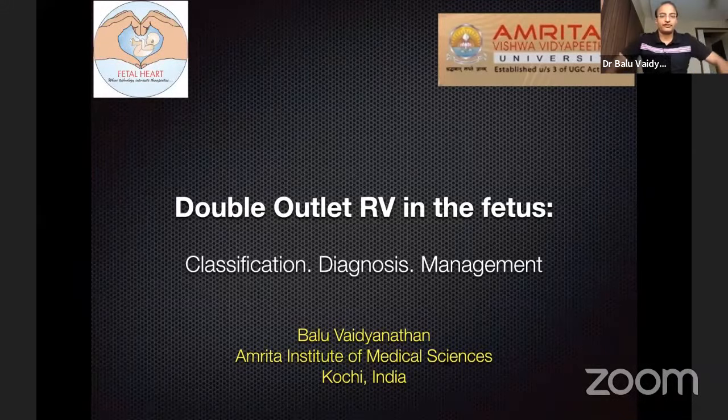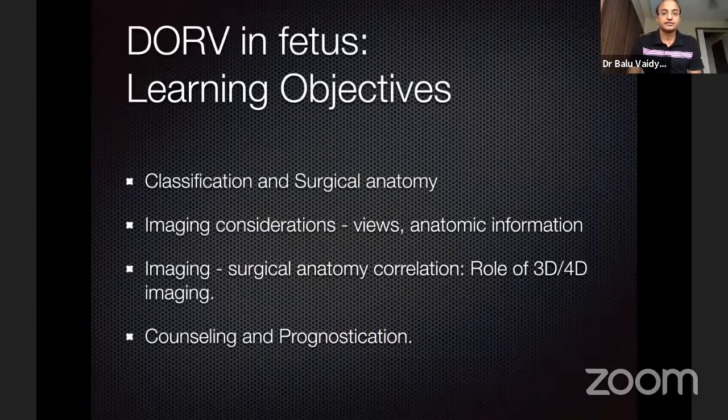So we start today's proceedings with a pretty tough topic, which is double outlet RV in the fetus. We will talk about the classification, some terms, and diagnosis of this, which is the mainstay, and of course how the anatomic information decides the management.